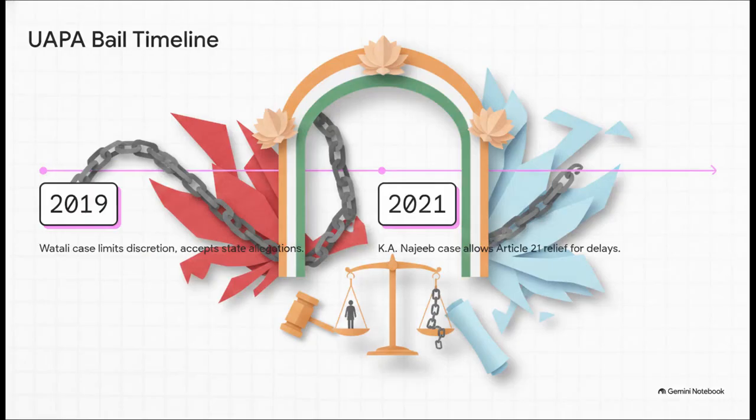Well, let's trace the Supreme Court's track record on this bail provision. Back in the 2019 Watali judgment, the court took a very rigid approach. They ruled that courts really can't dig into the merits of the case and just have to accept the state's allegations. But just 2 years later, in the 2021 K.A. Najib case, we saw a shift. The Supreme Court carved out this crucial constitutional relief, ruling that the strict bail bar doesn't totally erase a citizen's Article 21 rights, especially if they're facing prolonged time behind bars without a swift trial.